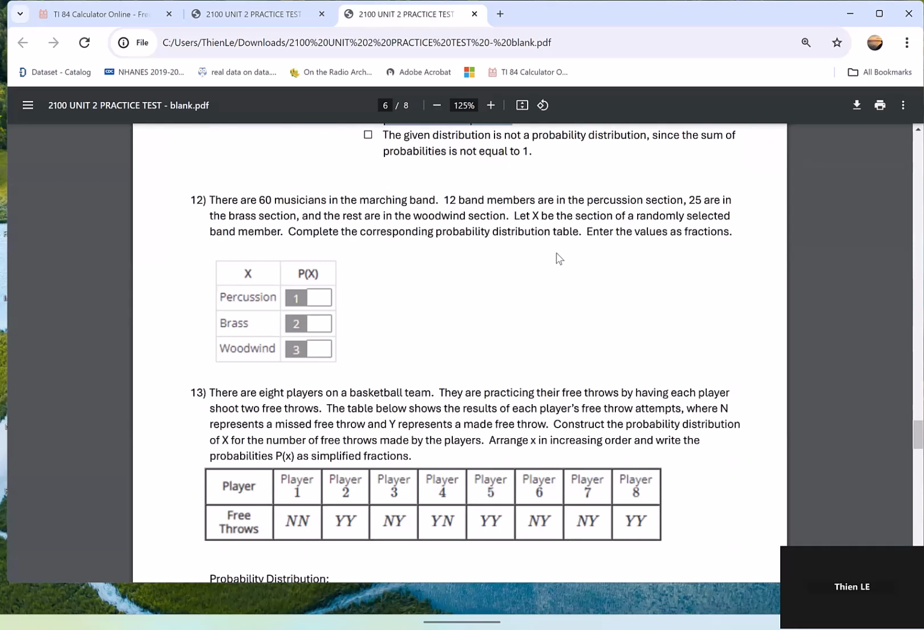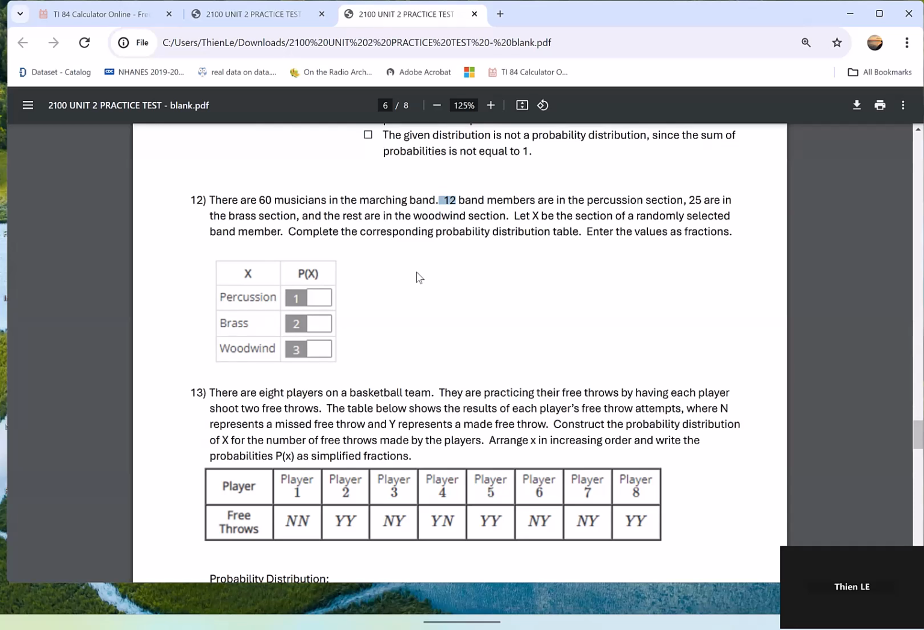There are 60 musicians in the marching band. 12 band members are in the percussion section, 25 in the brass section, and the rest are in the woodwind section. Let X be the section of a randomly selected band member. Complete the corresponding probability distribution table and find the value of the fraction. It's a bit confusing, but anyway. For percussion, you have 12 out of 60. If you do the math, it gives you 0.2.